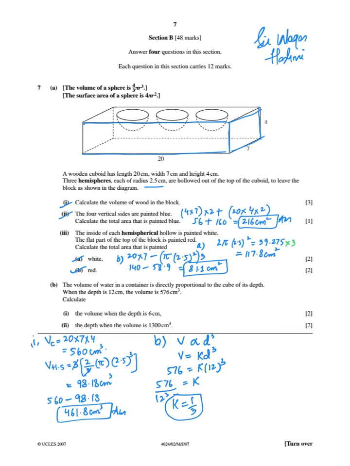Alright, now we need to move to the other part. For the first part, it says the volume when the depth is 6. So we know that we have this equation, right? We are going to use this one.